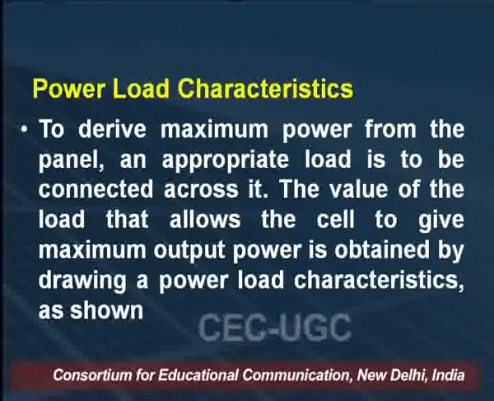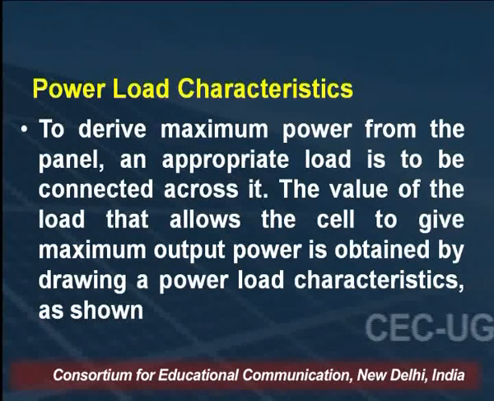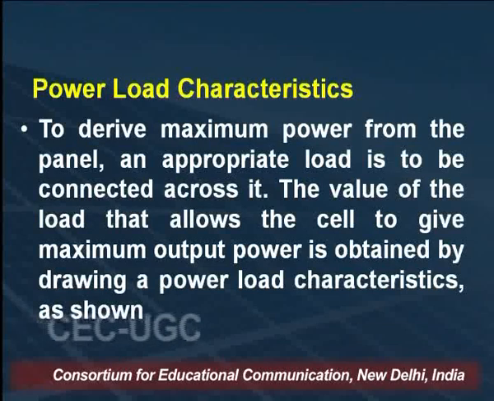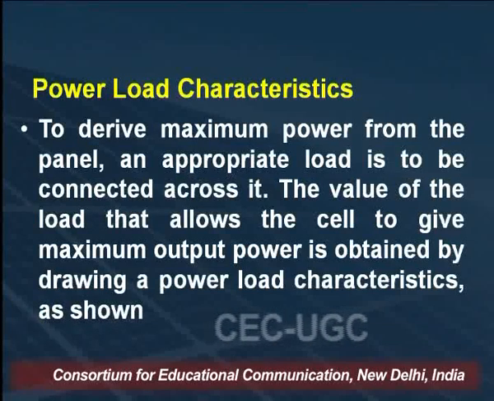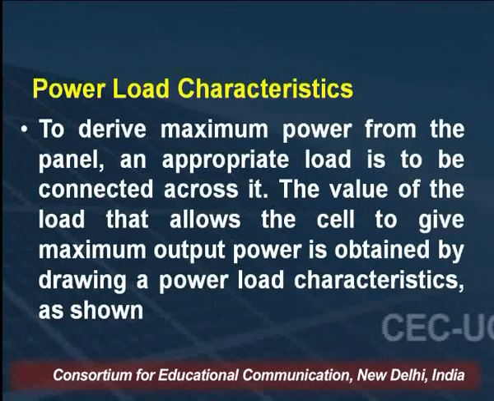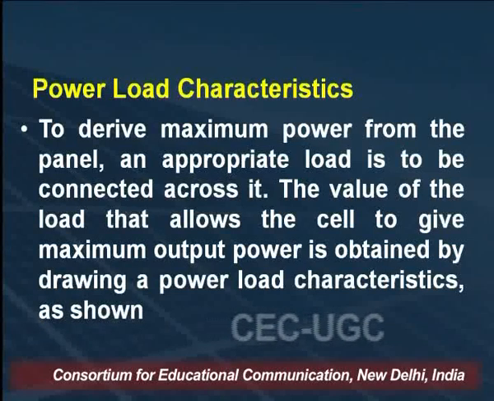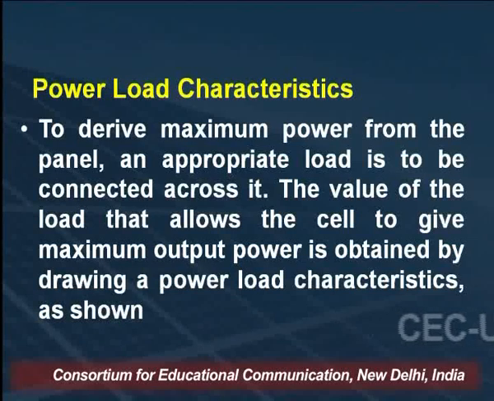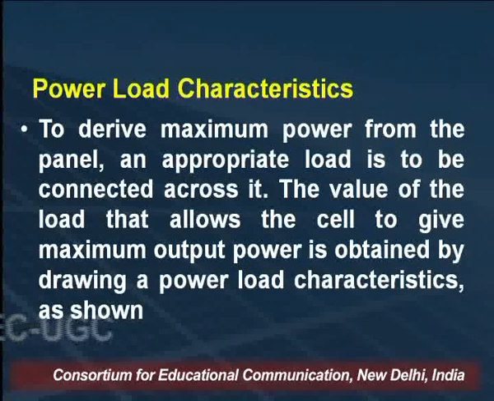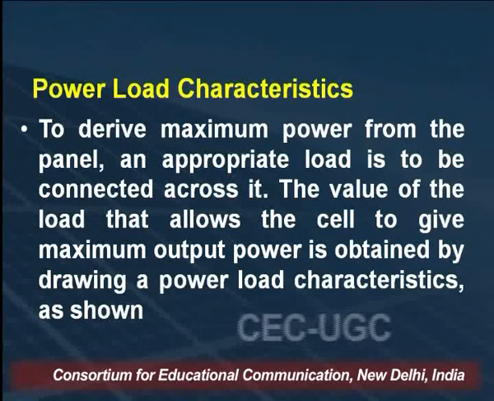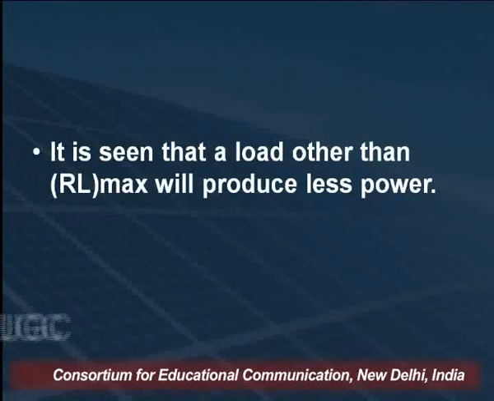Now the next aim is the power load characteristics. How will we get the power load characteristics? By using the solar panel. To derive the maximum power from the panel, an appropriate load is to be connected across it, means resistance we will change so that the voltage will change and the current will change. The load that allows the cell to give the maximum output power is obtained by drawing the power load characteristics, where we are seeing that a load other than the maximum will produce less power.